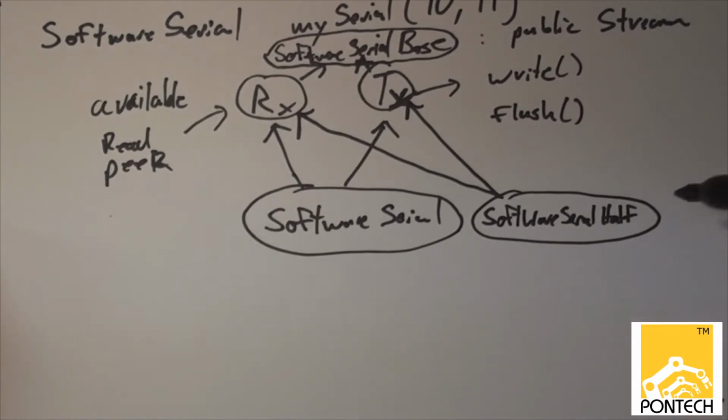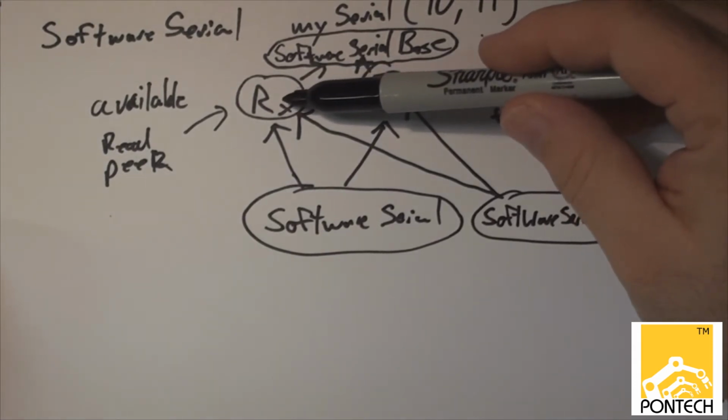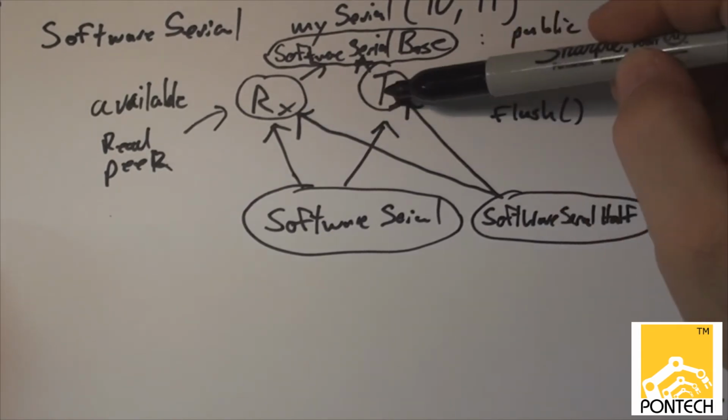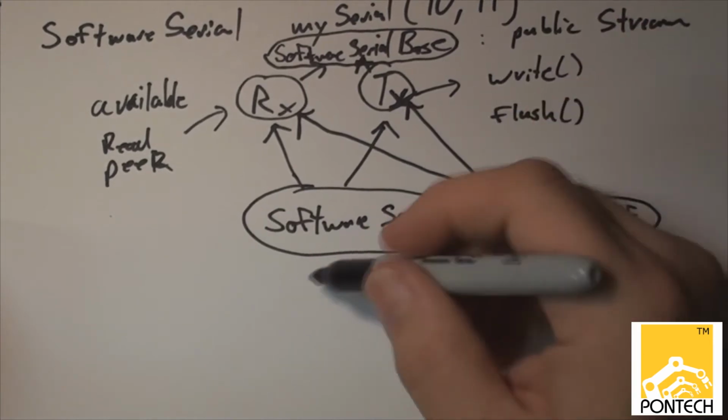Half duplex, or just half. So these classes are simplex. They transmit or receive in a single direction only, and there's only one-way communication. This class, in theory, is full duplex.